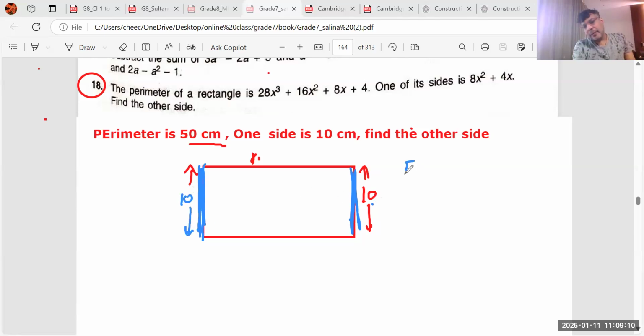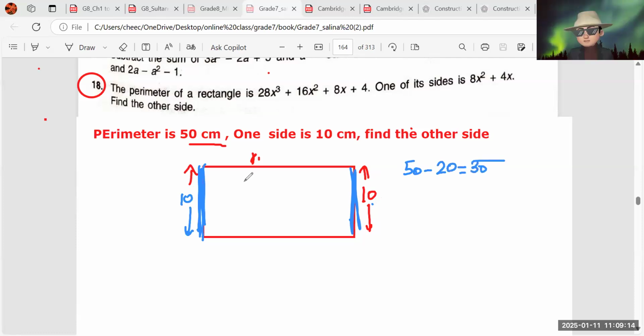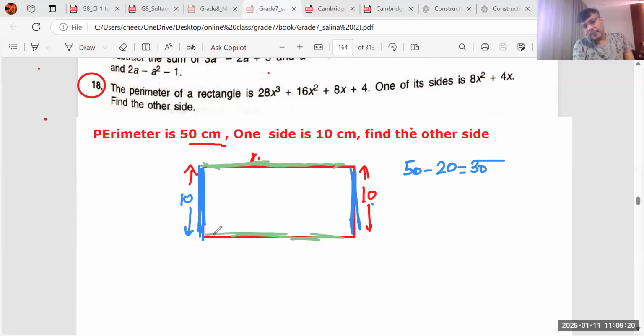So can I subtract 50 minus 20? I will get 30. How will I get the other sides now? By adding the two sides and then subtracting from the perimeter. By dividing 30 by 2.